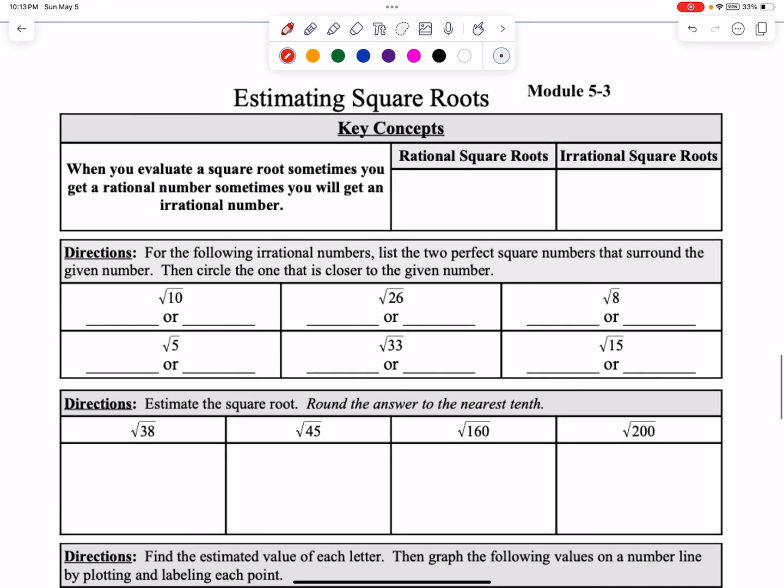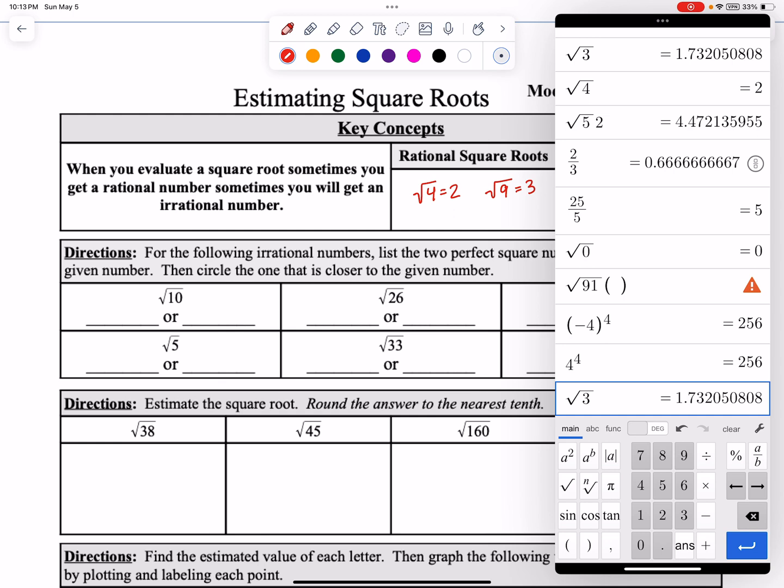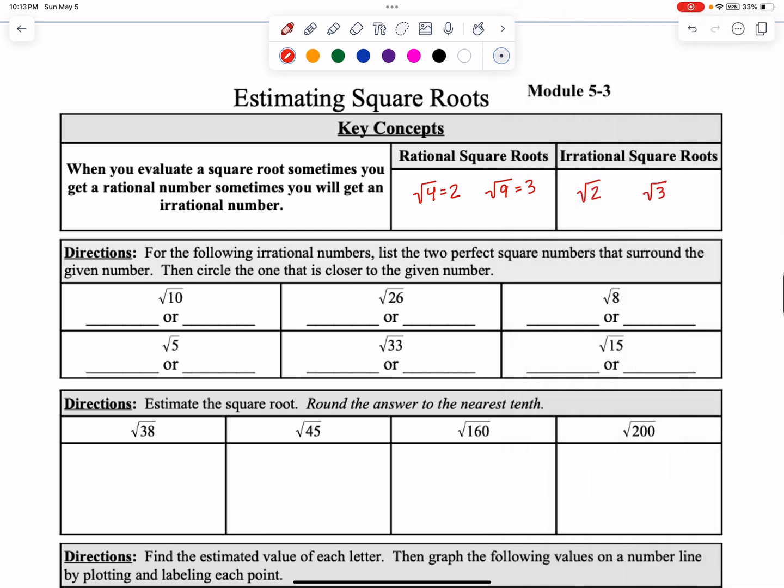So when you're going to evaluate a square root, sometimes you get a rational number, and sometimes you get an irrational number. So remember, some rational square roots are like the square root of 4, which equals 2, and the square root of 9, which equals 3. But some irrational ones are things like the square root of 2, that doesn't work, or the square root of 3. If I do the square root of 3 in Desmos, you can see I get a non-terminating and non-repeating decimal.